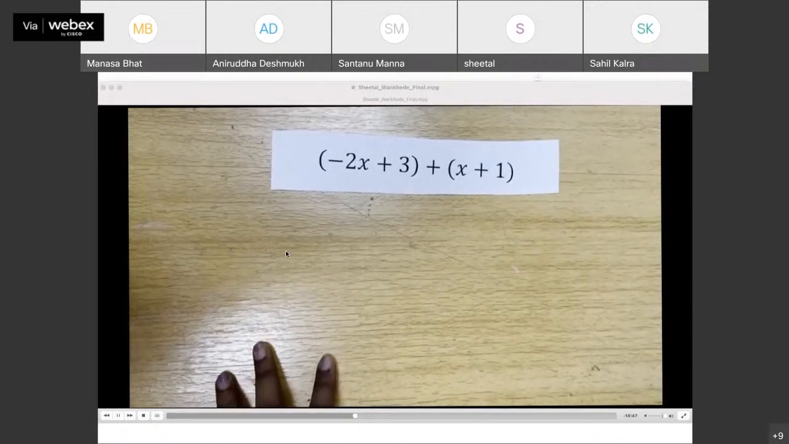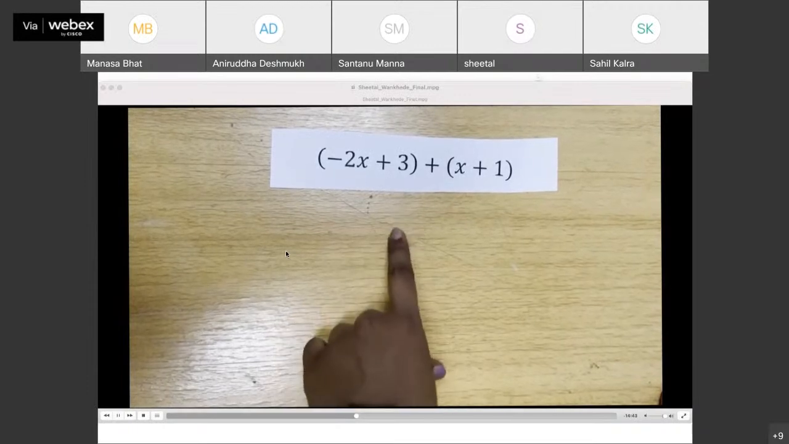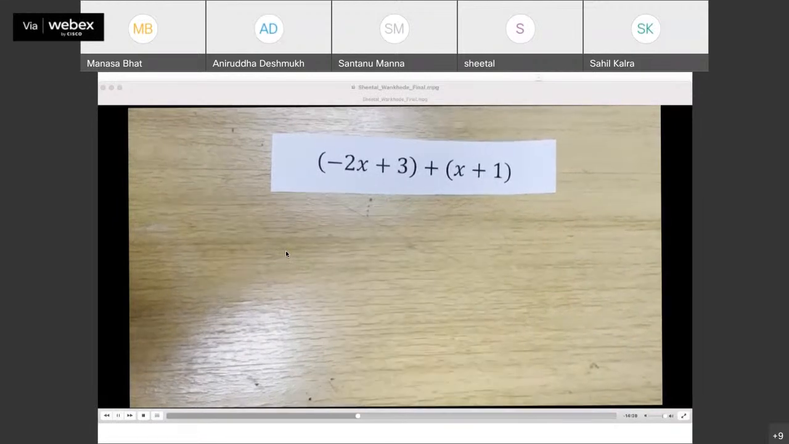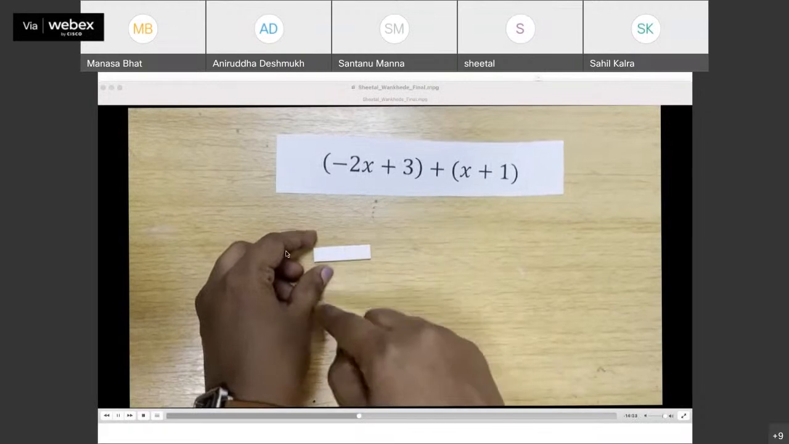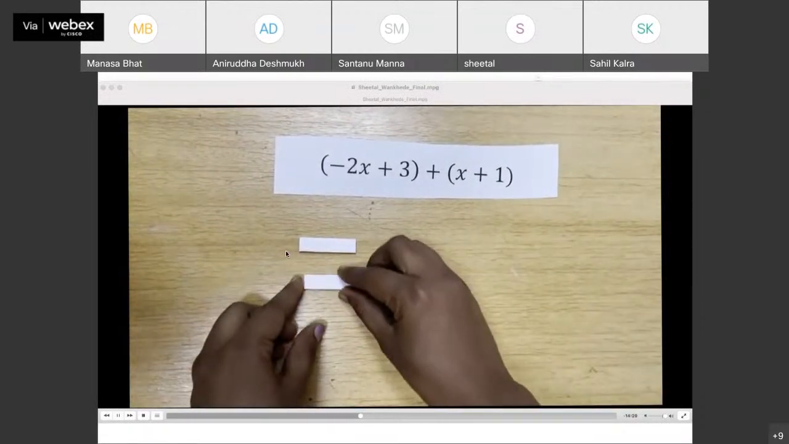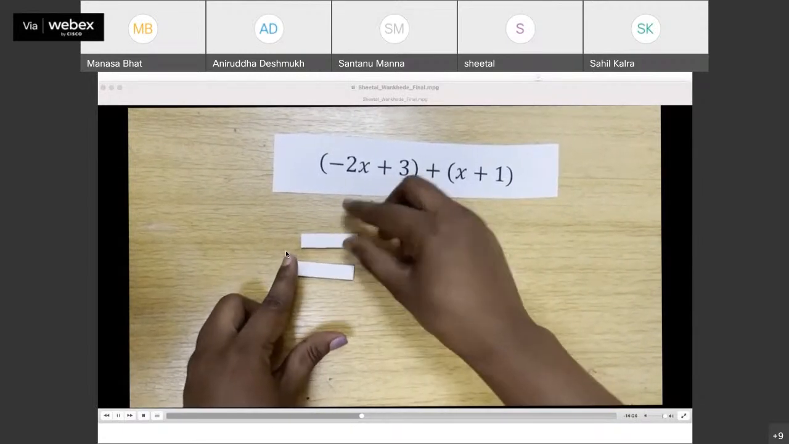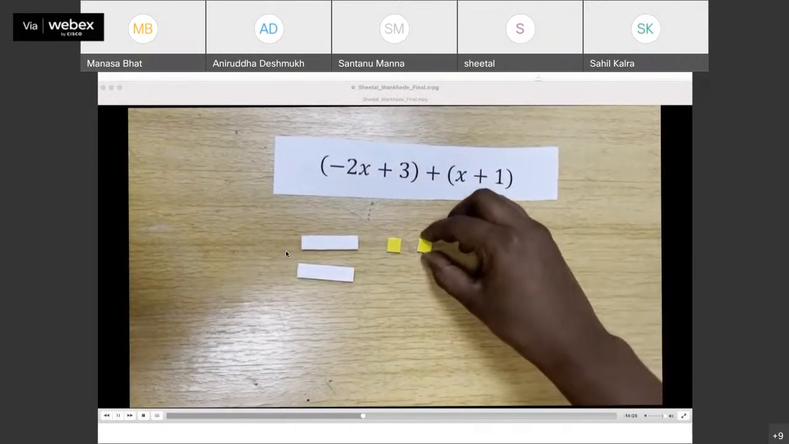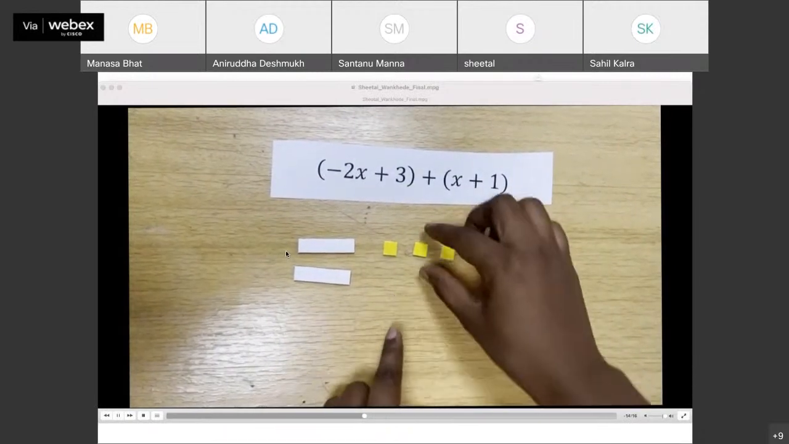So we will see addition of polynomials. So we are going to add these two polynomials minus 2x plus 3 and x plus 1. So first compute this polynomial minus 2x plus 3. So you have this x tiles. So that means this white side represent your minus x. Minus x, 2 times minus x gives you minus 2x. And now we need to add plus 3. So this is your plus 1, plus 1, plus 1. So this represent your polynomial minus 2x plus 3.